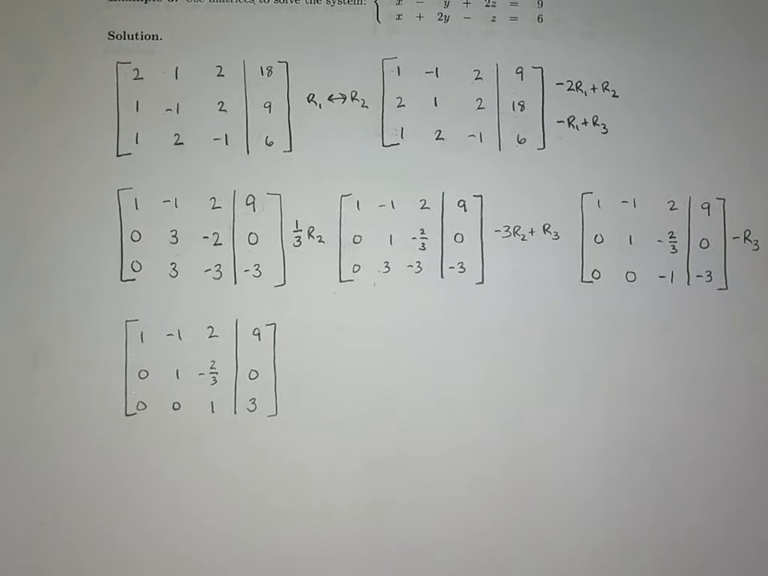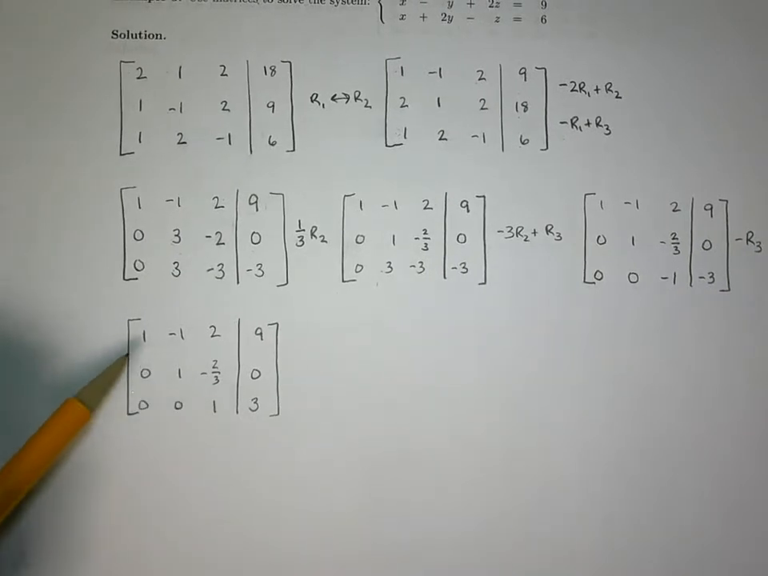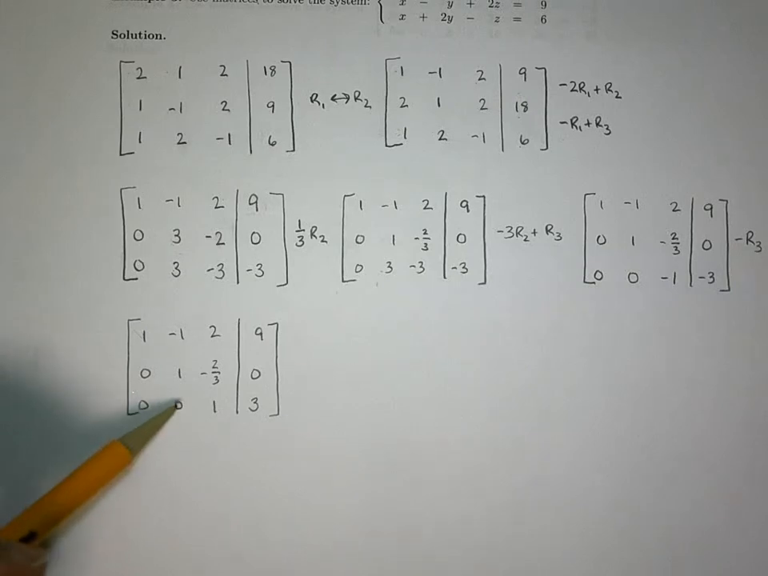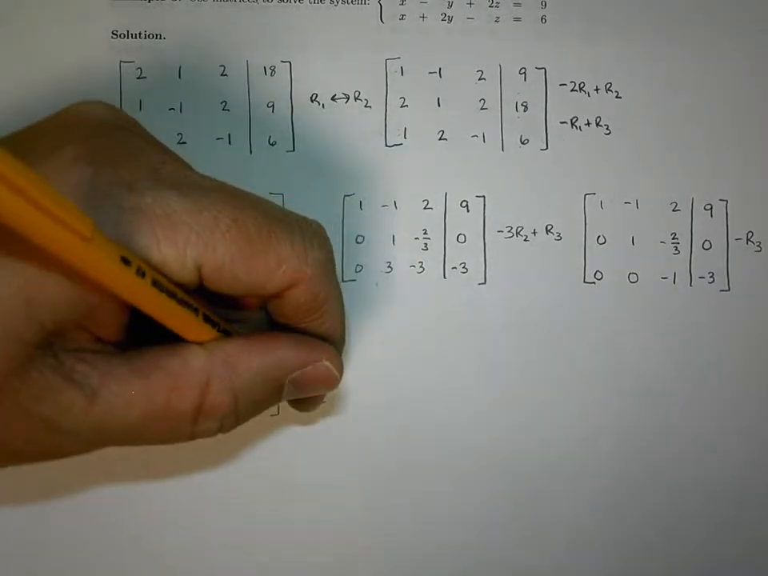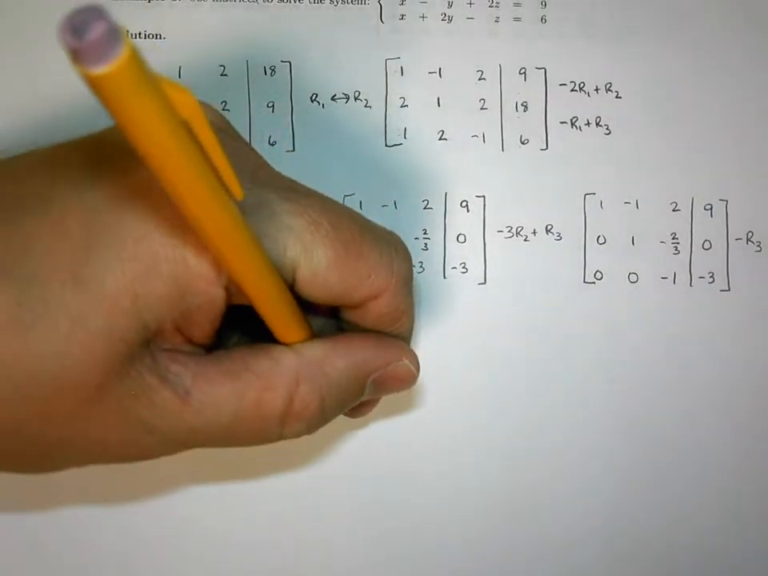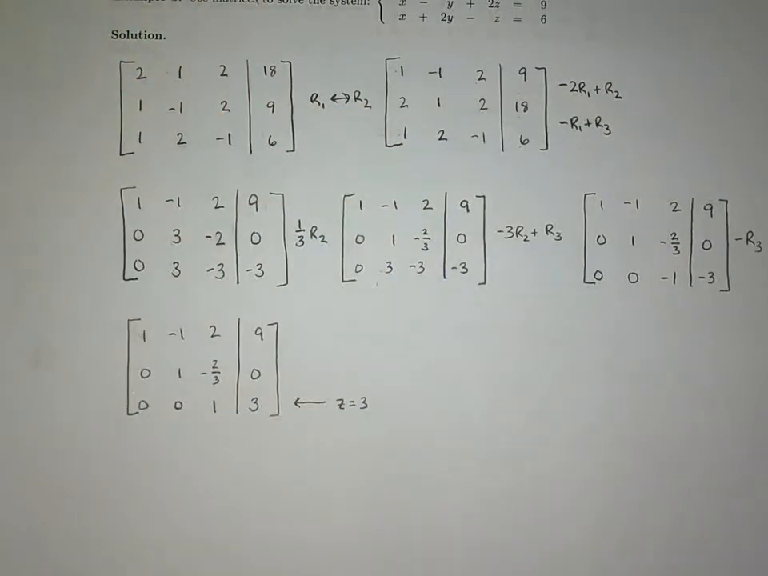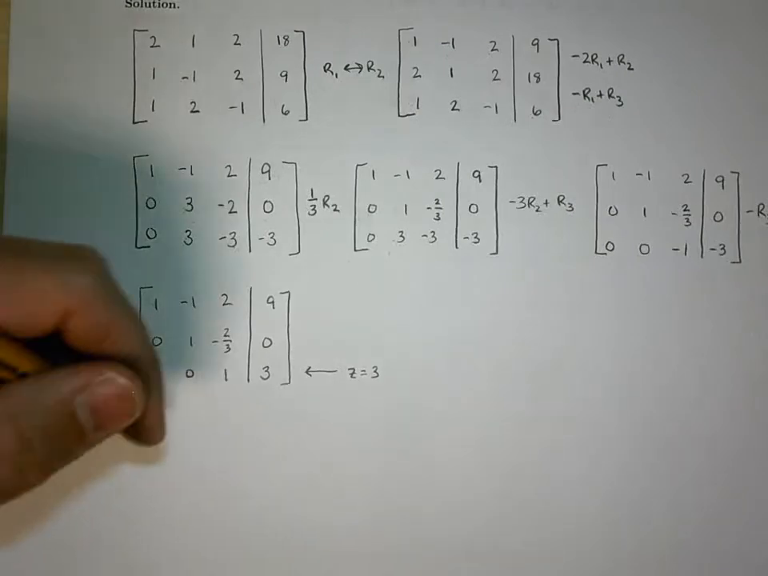This matrix is now in the proper form. We call it row echelon form, but it's in the proper form to finish. We have 1s down the diagonal and 0s below those 1s. Now, the third row says 1z equals 3. Now I'm going to back substitute that into the second row.